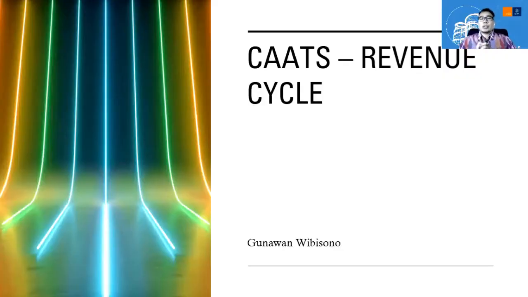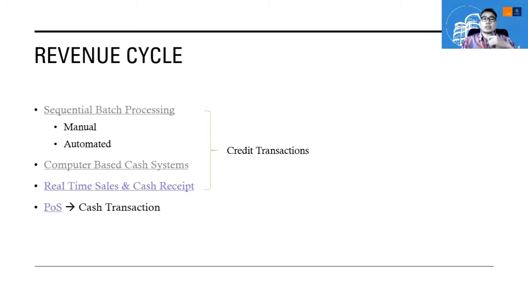If you still remember, in your accounting information system class, the revenue cycle is divided into two major types of transaction, which is the credit sales transaction, and the second one is the cash sales transaction. Now let's look at each transaction and how it affects the auditing process.